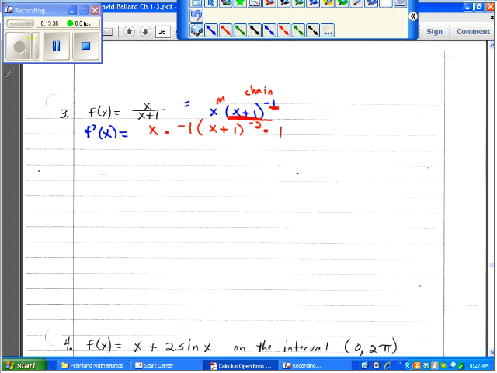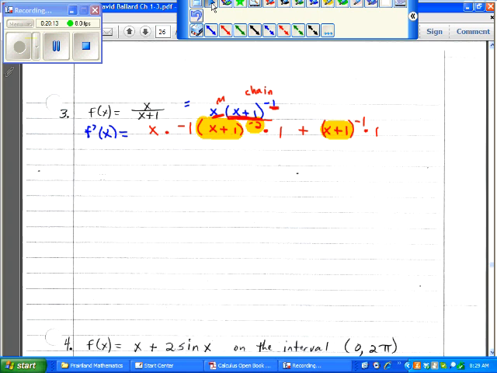So that was just the first part. That's first times derivative of second. And then we're going to have plus second, which is x plus 1 to the negative 1 times the derivative of the first, which is just a plain old 1. What are we going to do now? You're going to pull out... Good. Perspective. So we're going to look at factoring opportunities. Good. So we see a common factor of x plus 1, and we take the lowest exponent, -2. There's not a common x, so that's all we can pull out this time.